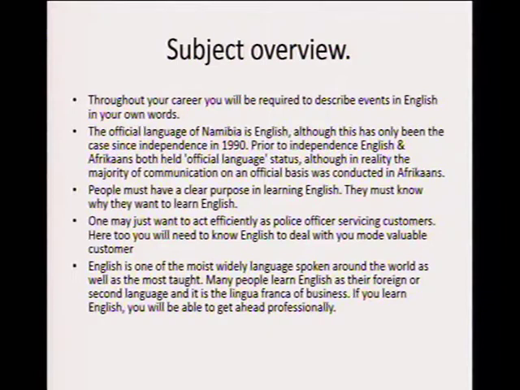Let's look at the subject overview. Throughout your career, you'll be required to describe events in English in your own words. The official language of Namibia is English, although this has only been the case since independence in 1990. Prior to independence, English and Afrikaans both held official language status, although in reality, the majority of communications on an official basis was conducted in Afrikaans.